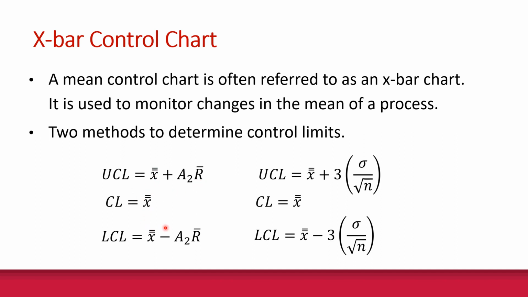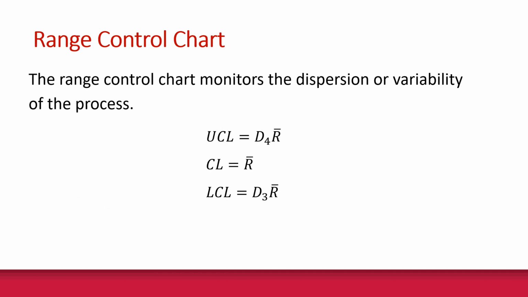X-bar-bar is still the average of the averages. A2 we get out of a table, and I'll show you how to do that as well. R-bar is the average range, and I'll show you how to calculate this in an example. UCL is the upper control limit, LCL is the lower control limit, and CL is the center line of the chart. The range chart is calculated similarly, but it monitors the dispersion, or a more familiar term, the variability of a process.